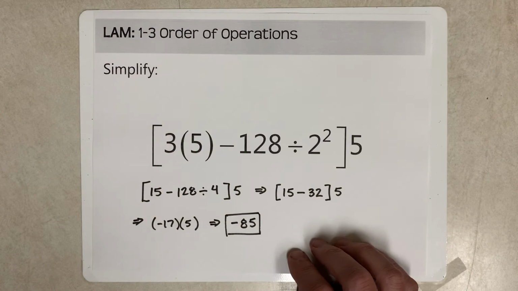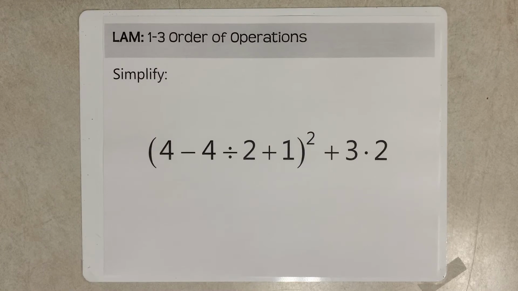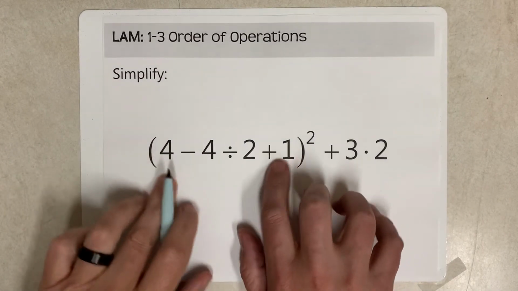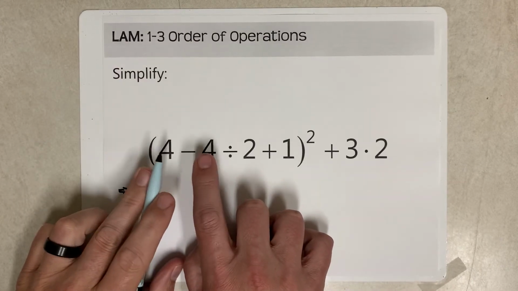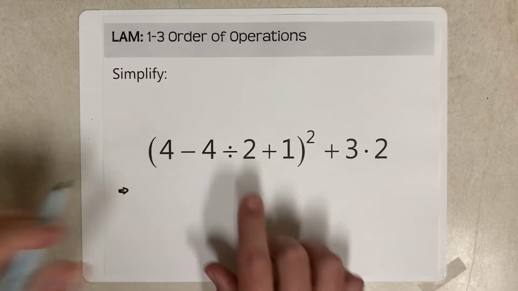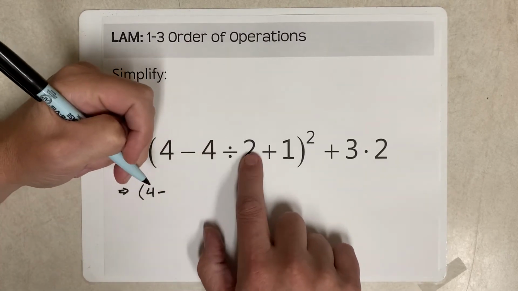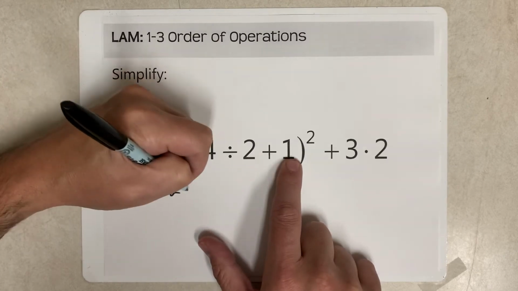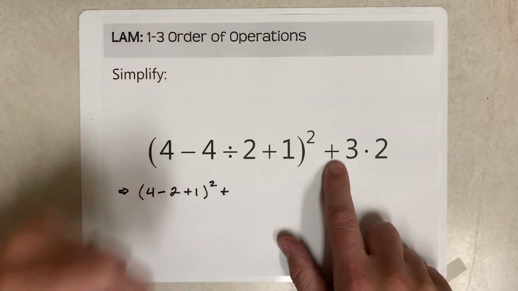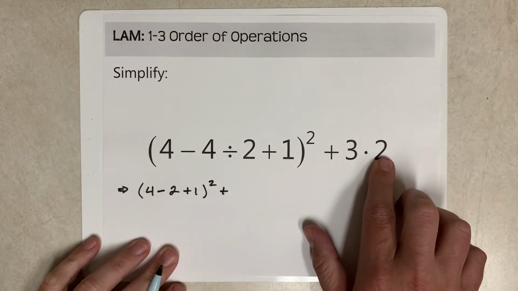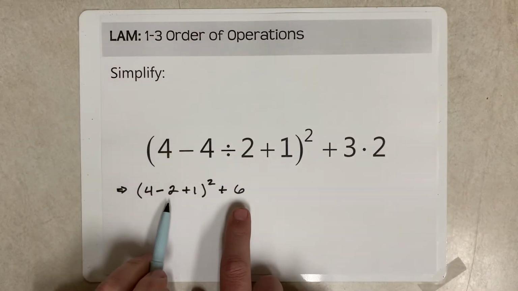Just like that. All right, let's look at a couple more here. Okay, this time I've got parentheses I need to take care of. So, really tempted to do this 4 minus 4, but I can't. I have to do the 4 divided by 2 first. So, 4 minus, okay, 4 divided by 2 is 2, plus 1, squared, plus, is it going to really hurt me to do this 3 times 2? No, I can do that right now also. 3 times 2 is 6, because these two parts are separated.